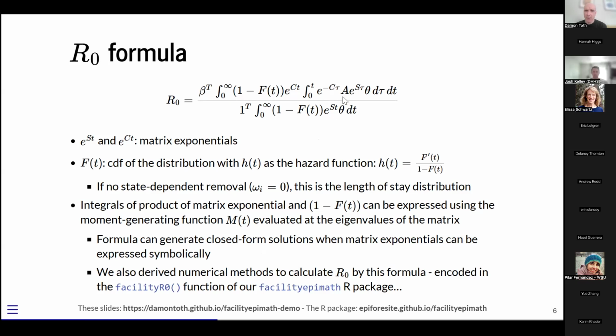And if you have a very simple model where the S and C matrices are small and simple, you can use this formula to generate closed form solutions for R naught, which is what we do a lot in the manuscript. And you can do that when those matrix exponentials can be expressed symbolically. But for most models, other than very simple ones, you can't do that. You need to sort of calculate the eigenvalues and all of these values numerically, and that's what the R package does. So that's all encoded in this facility R naught function that I'll show an example of, within the facilityepimath R package.